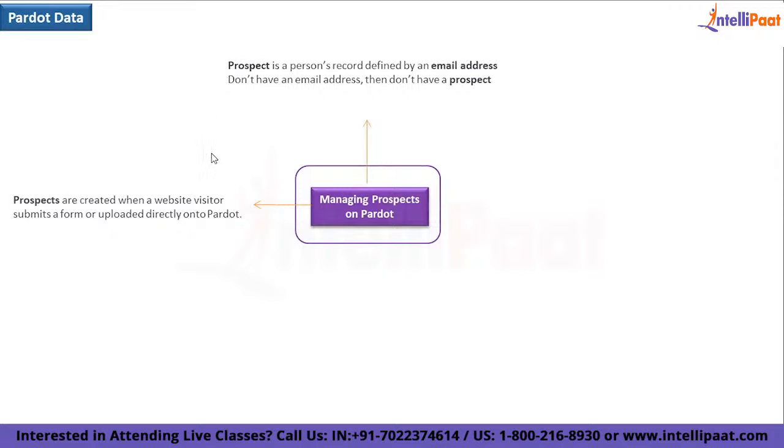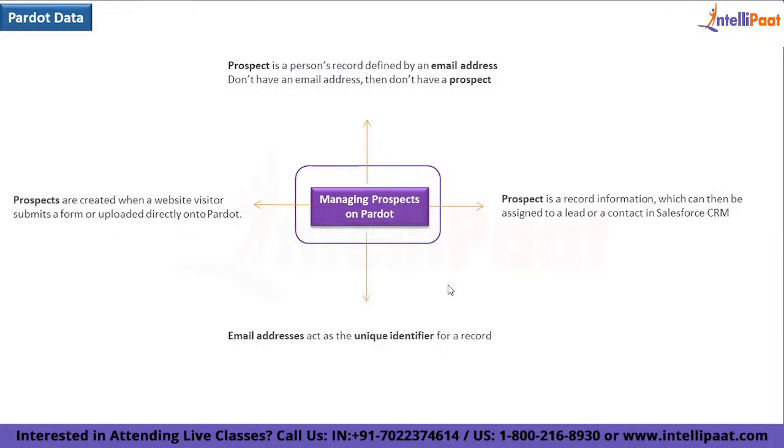On the other side, a prospect is a person's record defined by an email address. If you don't have an email address, you don't have a prospect. So any prospect you want to create must have an email address. If you don't have it, it is not a prospect at all, because for communication we need an email address. So that is required. Also, a prospect is record information which can then be assigned to a lead or a contact in Salesforce. Yes, this is information we already talked about.